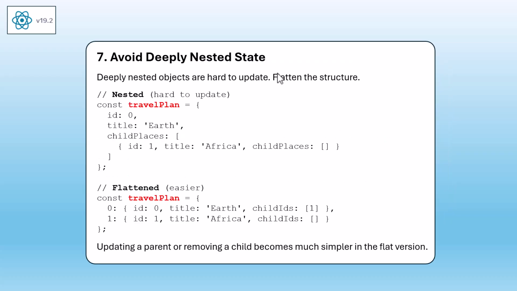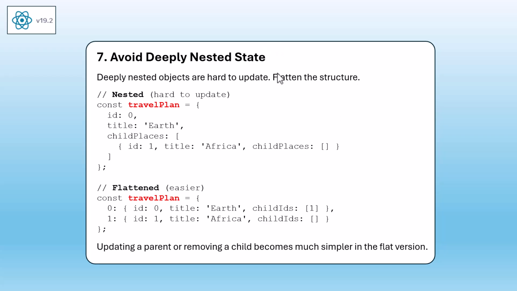7. Avoid deeply nested state. Sometimes you might be tempted to represent your data as a deep tree of objects, for instance, a hierarchy of travel destinations with continents and countries nested within each other. This kind of deeply nested structure can quickly become painful to update. If you want to change something deep inside the tree, you have to carefully copy and rebuild every level of the hierarchy above it. That's a lot of repetitive code and a major source of errors.